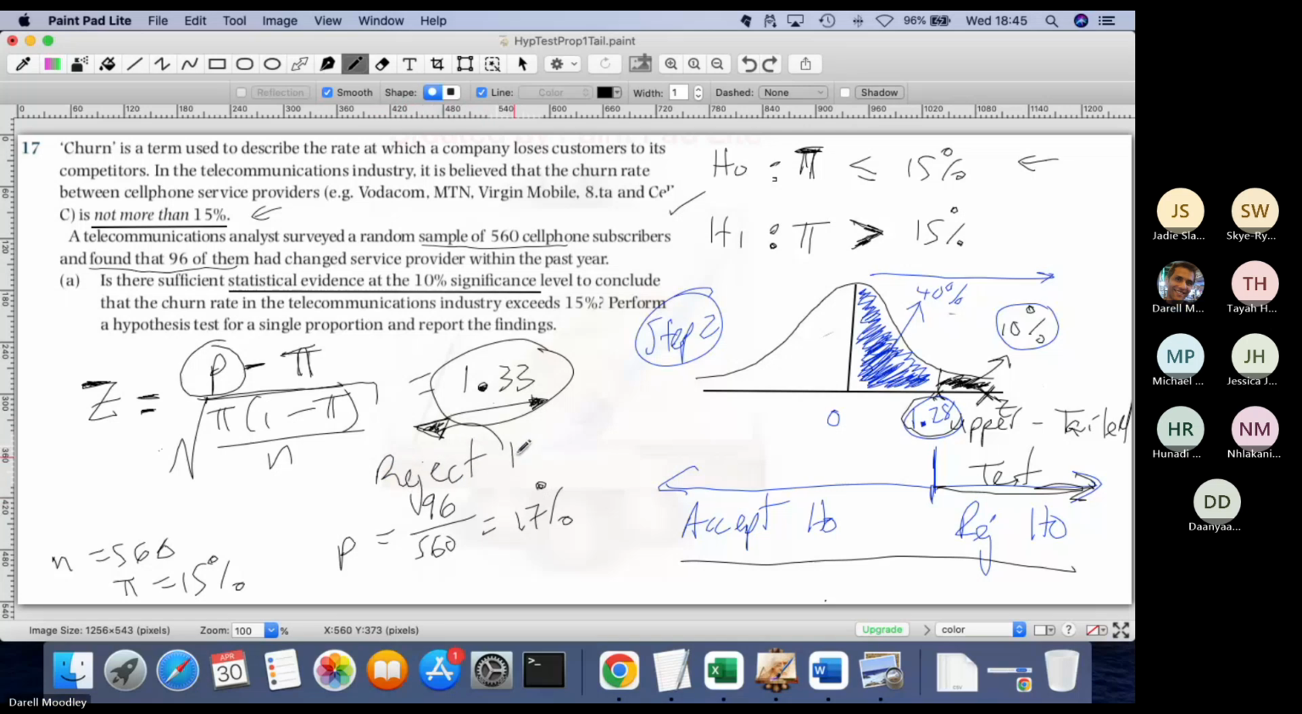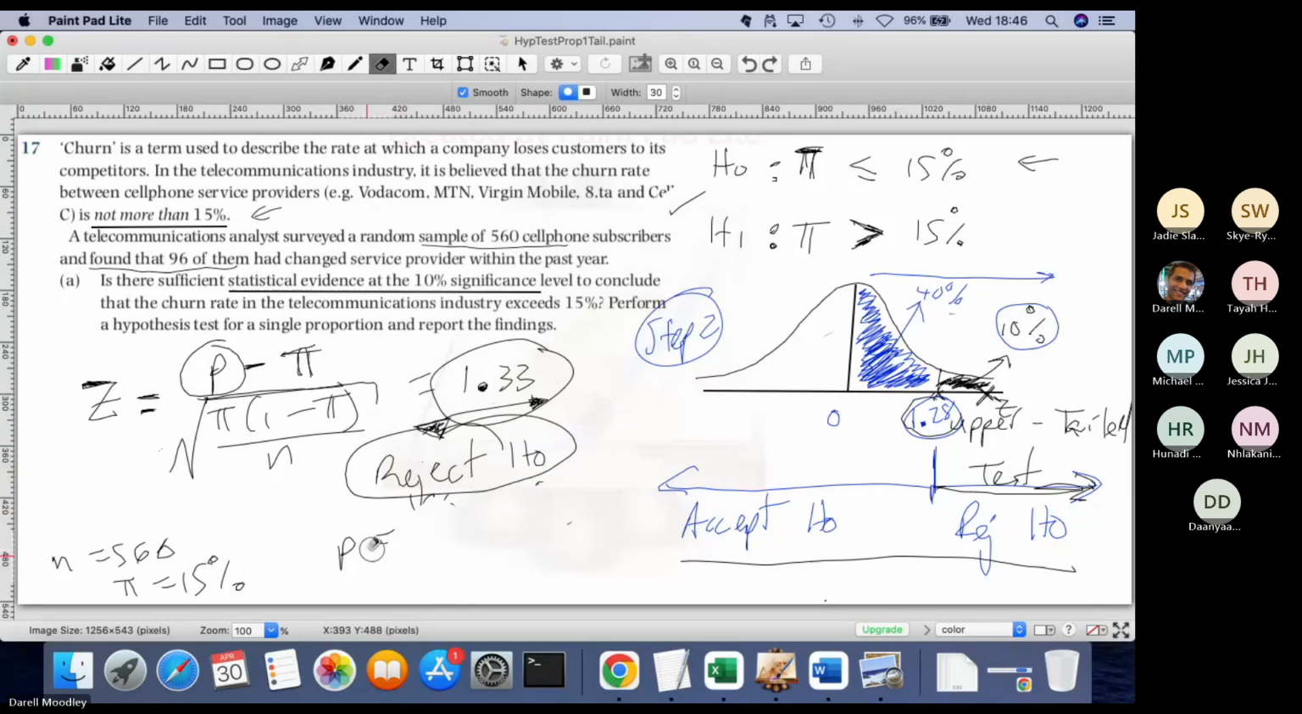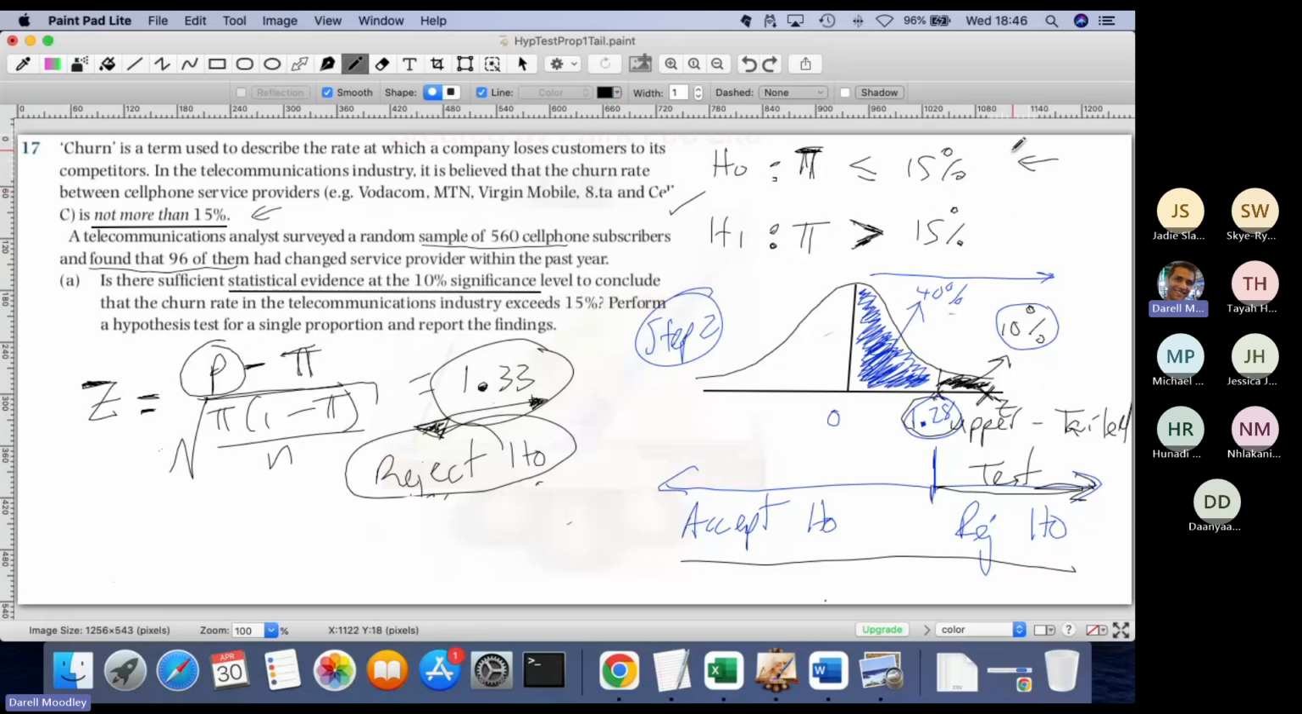This is step 4. We reject H0. I'm just going to clear the board. Let me just check the chat for any questions. No, okay. So we reject H0. And if we want to conclude, then what we're saying is that if we're rejecting H0, then we're saying this is not true. We're rejecting H0, and we believe this is true. So that means the evidence shows that the churn rate is above 15%.